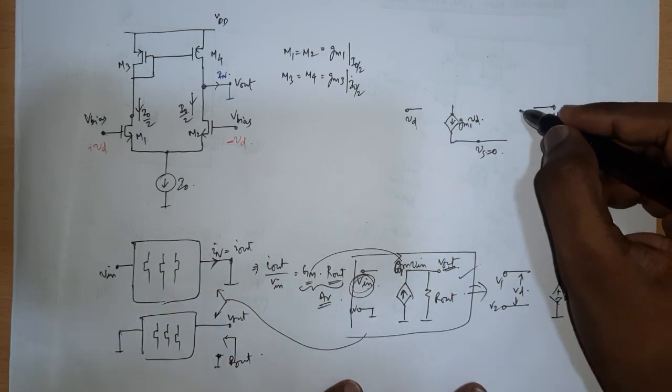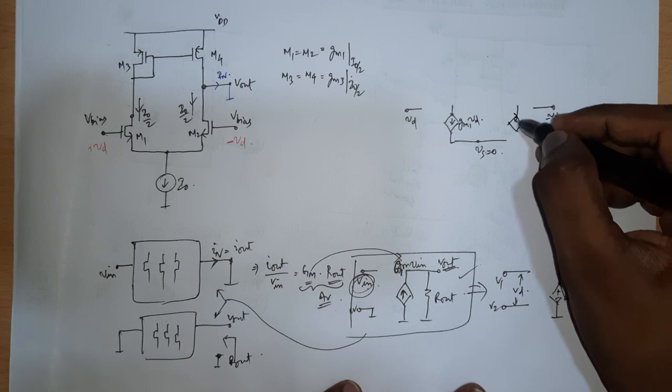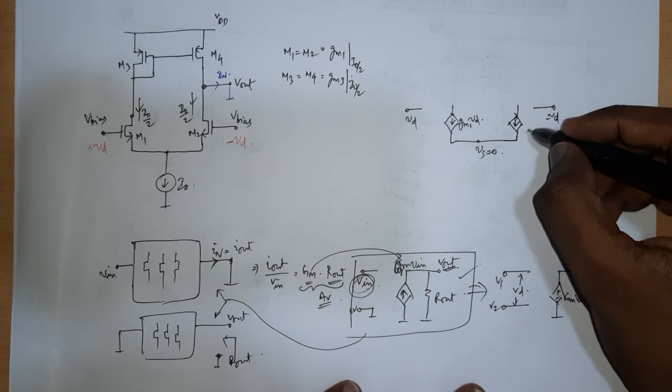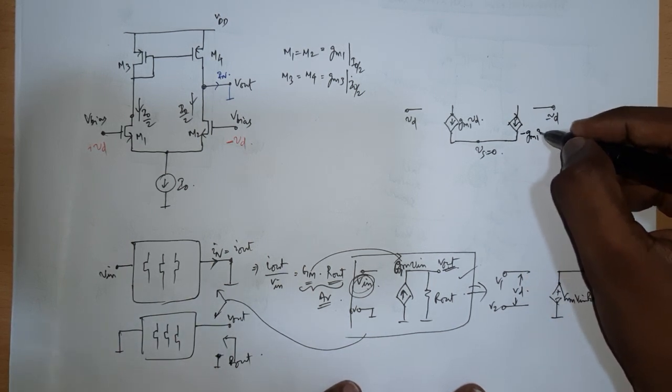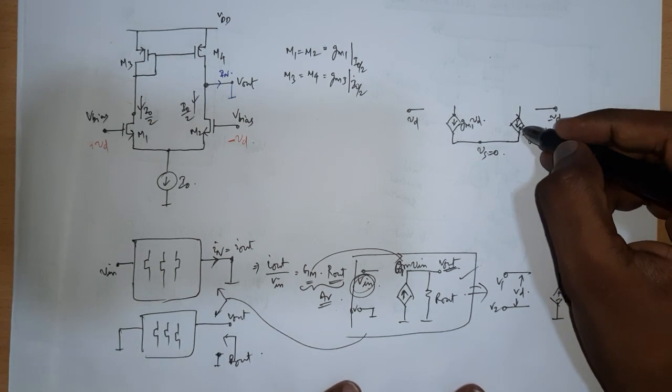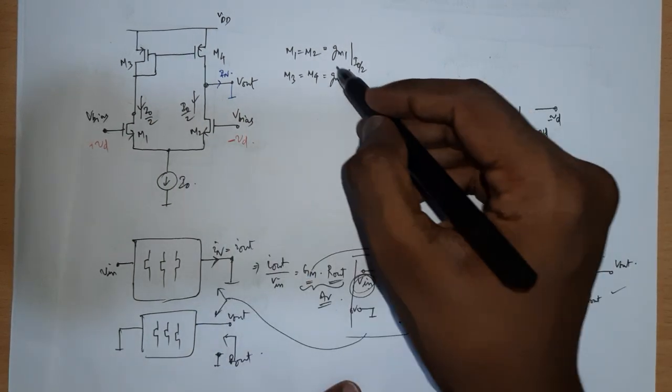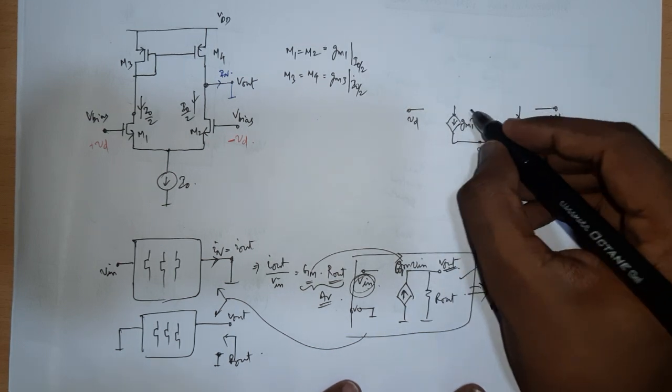Similarly here I have a current flowing like this, which is minus Gm1 times Vd, because of the minus sign, and Gm1 because these two transistors will have the same Gm1. That's why I have written it like this.